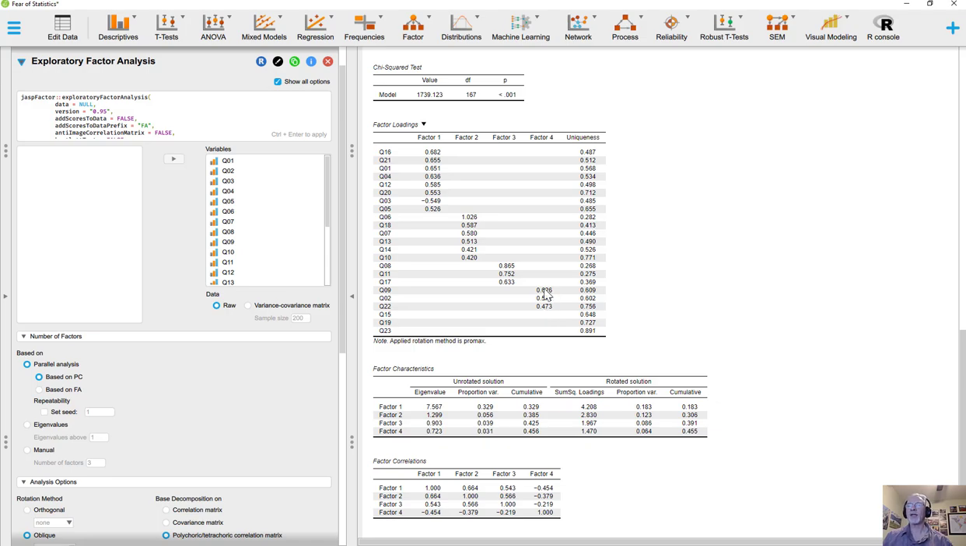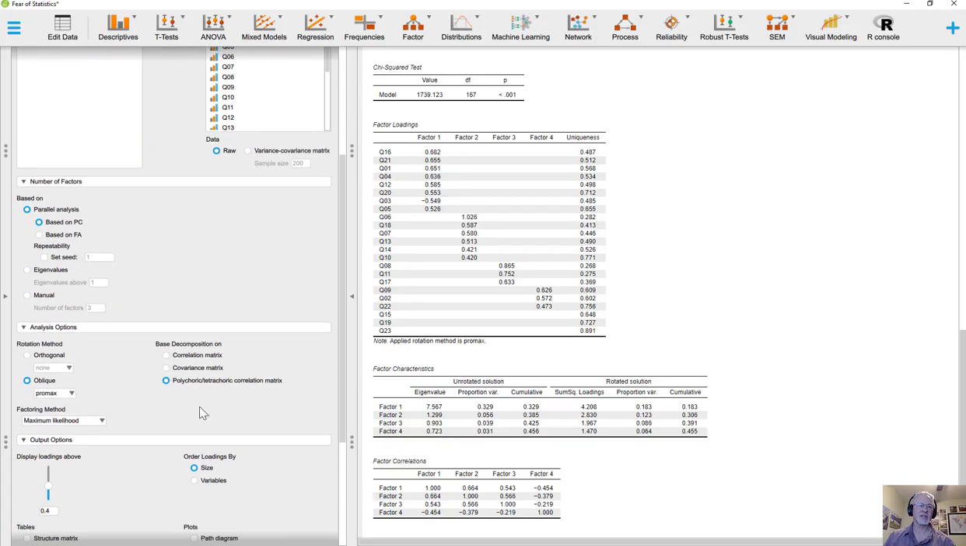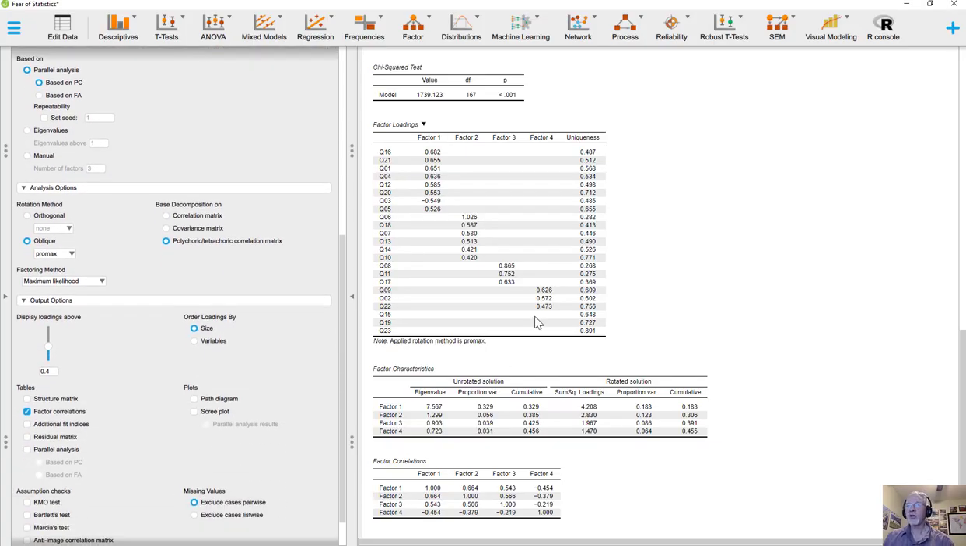And so I would guess that this factor, factor 4, is full of reverse coded items that are expressing positive views about learning statistics. You notice that there's 3 variables here that don't have loading shown. By the way, what is a loading?